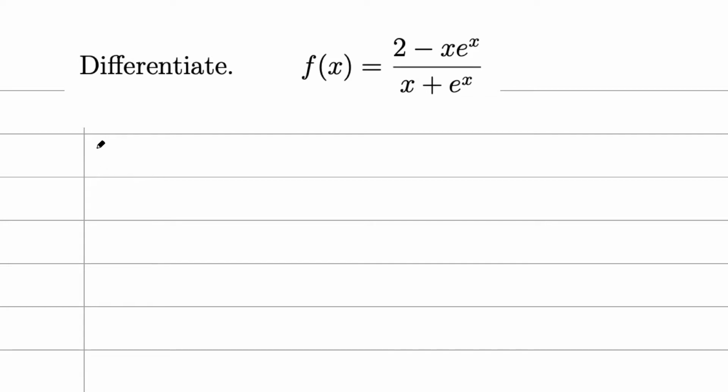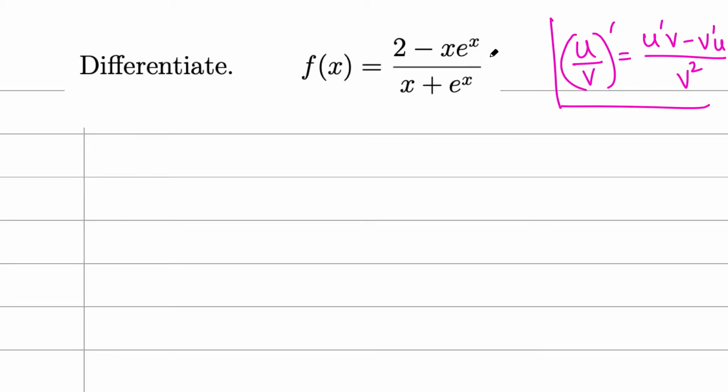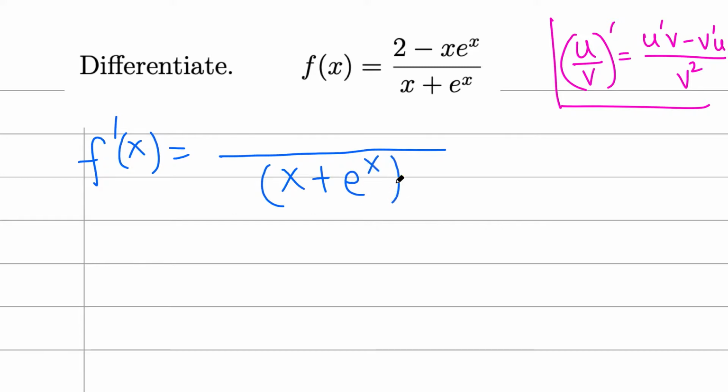When we have, let's say, u, a function on the top, v on the bottom, and we want to find the derivative, that is v squared on the bottom, and on the top u prime v minus v prime u. So I'm gonna use this formula to find its derivative. So that is then f prime of x equals, on the bottom, (x plus e to the x) quantity squared.